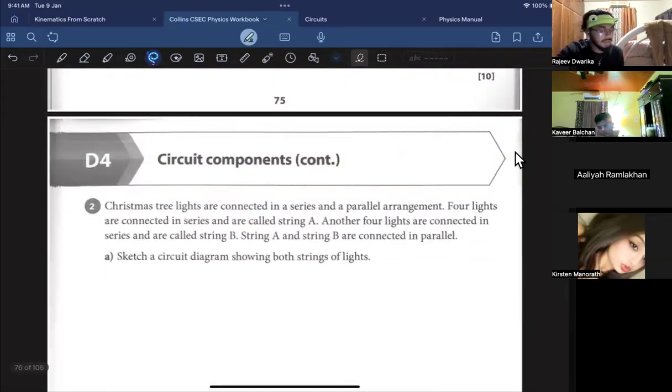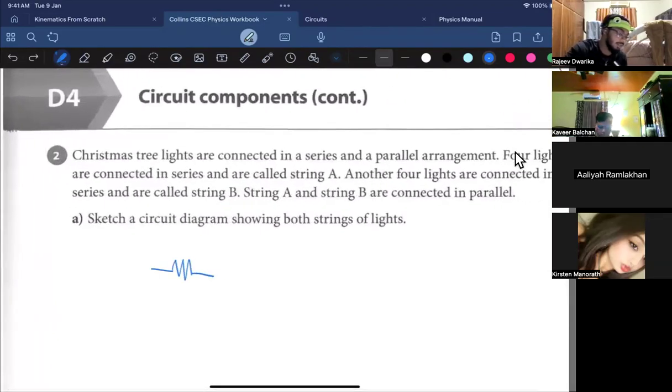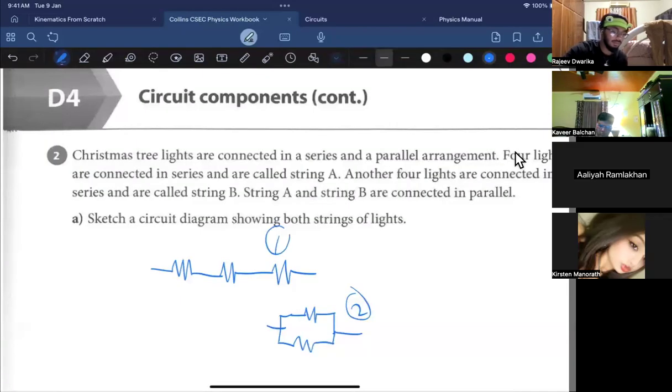So you have Christmas tree lights connected in a series and a parallel arrangement. Remind me, what does series mean? You remember series and parallel configurations? Justin and Aliyah, do you all remember parallel and series configurations? I'm not hearing from any of you guys. I want you to identify which one is series and which one is parallel. Which one is series? 1 or 2? 1. 2 is parallel.